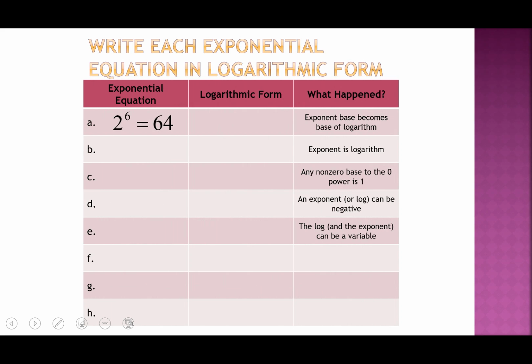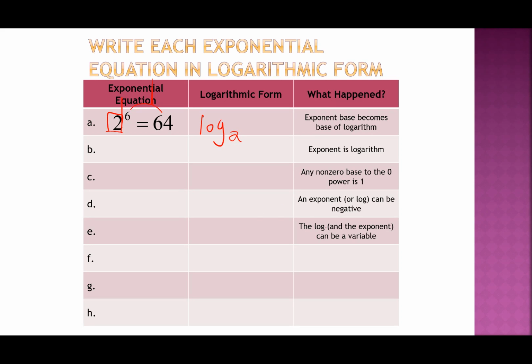So 2 to the 6th power equals 64. Now to write this as a logarithm, of course, we have to make sure we write the word logarithm. Now remember the trick: the 2 is the first thing that shows up reading this left to right, so 2 is going to be the first thing that shows up in the logarithm. That makes 2 the base of the logarithm.